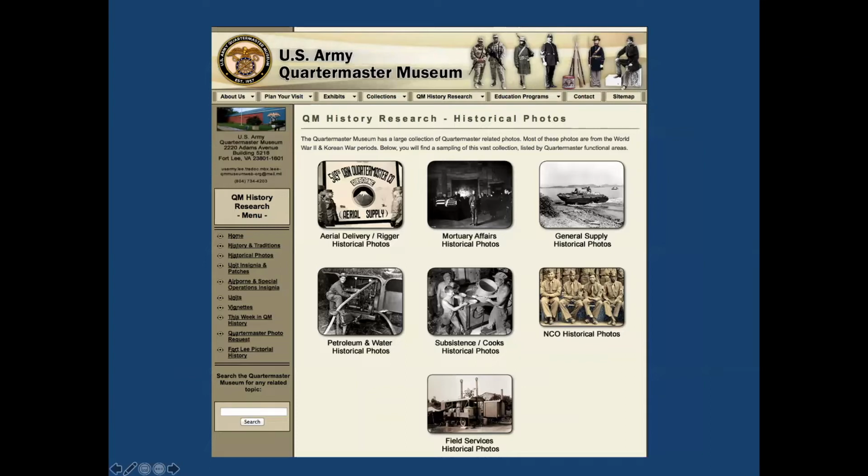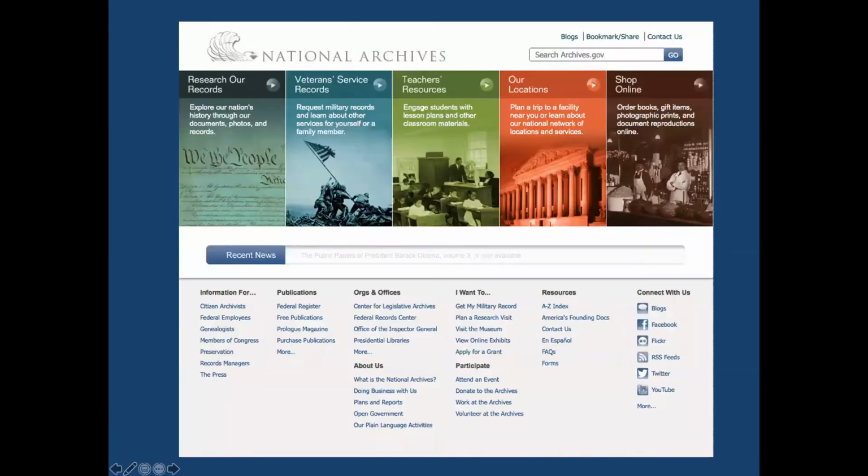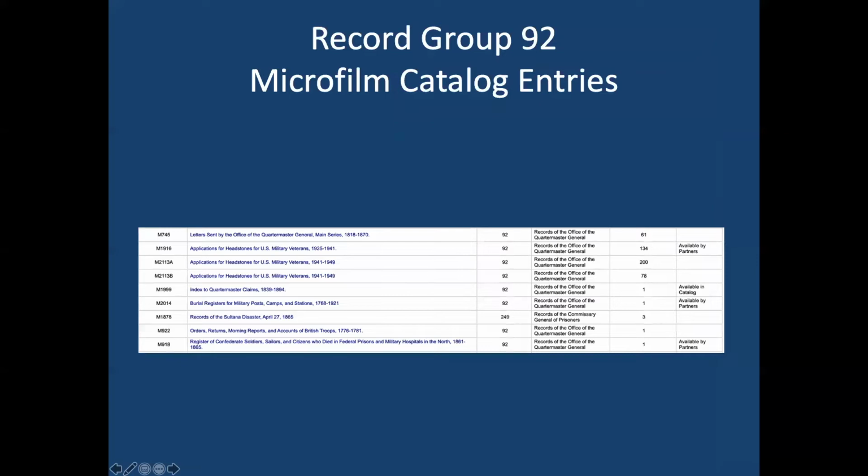The next thing I'm going to do, once I've identified the appropriate websites, is go to the website, archives.gov, and then go directly to the microfilm catalog by clicking on Research Our Records. Now, I've got a YouTube video on the NARA microfilm catalog that you might want to take a look at if you haven't done so already, so that you can understand what I'm going to quickly go through here.